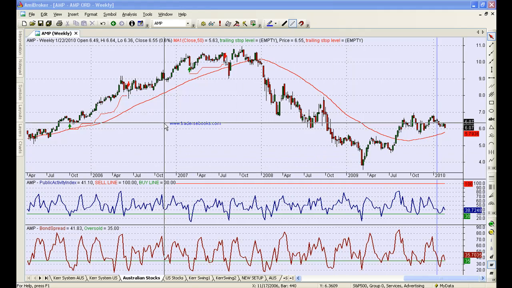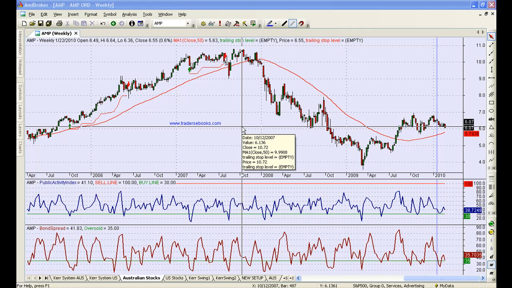www.tradersebooks.com that you can see on the screen there hopefully, and I'm going to just run through the main features of our second edition of our Advanced Stock Trading System ebook. The new Advanced Stock Trading System has got a number of changes.